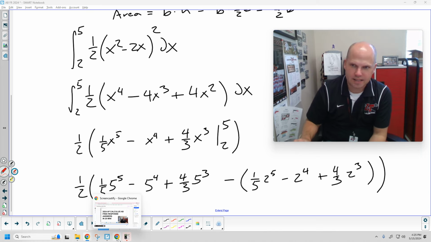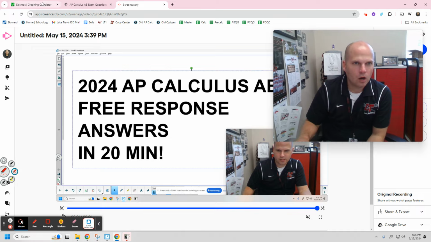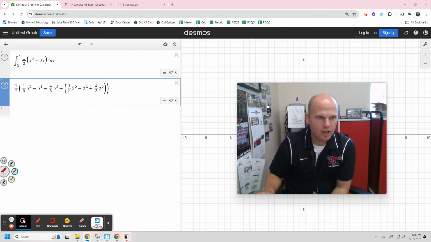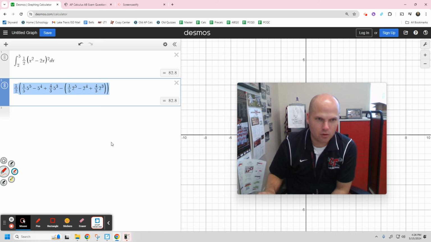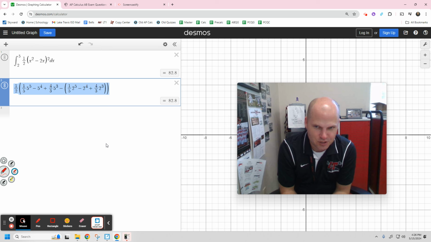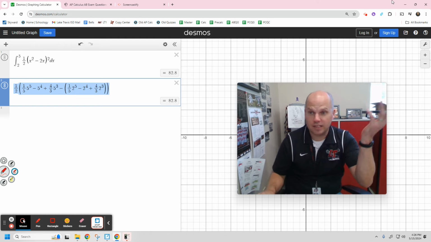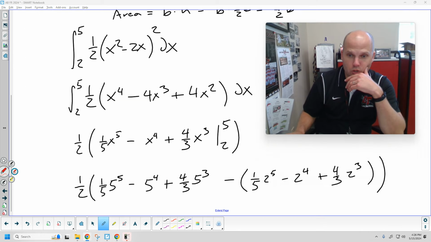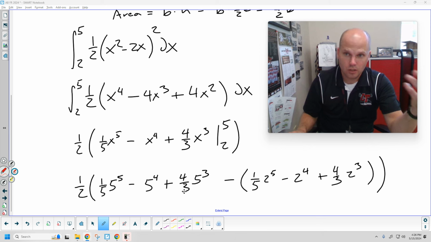Because I did this on Desmos earlier to check. I found the integral from 2 to 5 of 1/2 x squared minus 2x squared. And I got 82.8. And then I plugged in that big old fraction. I did it on Desmos just because it was quicker for me to do. And I get 82.8. That's not nice. You know, why do they do that? But it's now something that you as an AP Calculus teacher have to teach. Tell your students don't simplify.